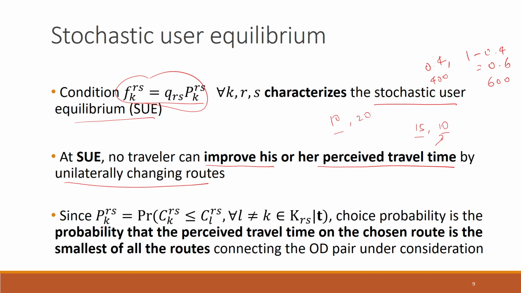So this P_K^RS is equal to the probability that the perceived travel time on path K connecting R to S is the lowest among the perceived travel times of all of these paths. So the choice probability is the probability that the perceived travel time on the chosen route is the smallest of all the routes connecting the OD pair under consideration, given the measured travel time values. This is what I had just said.